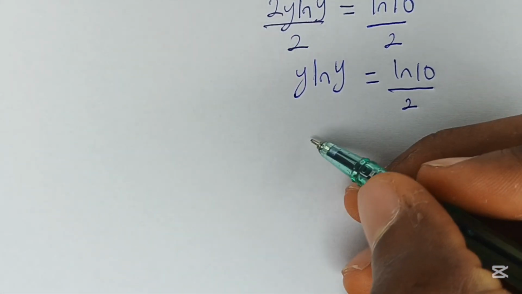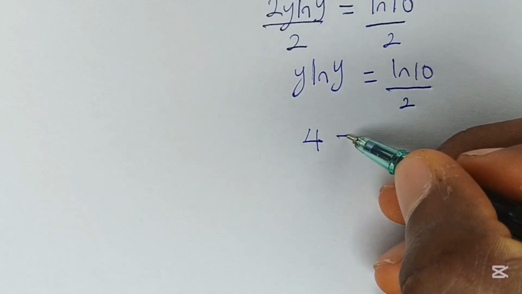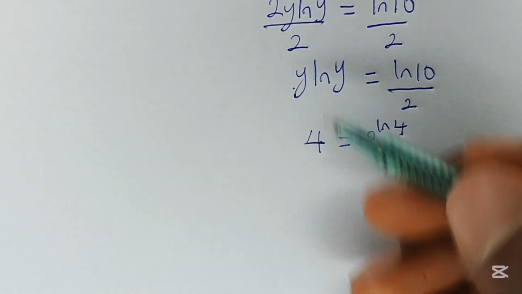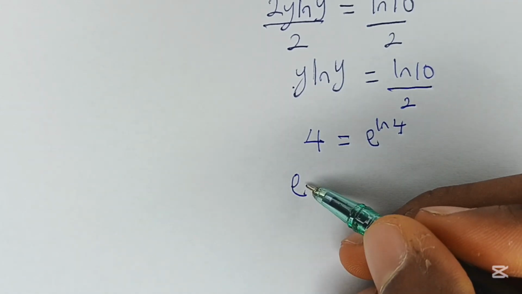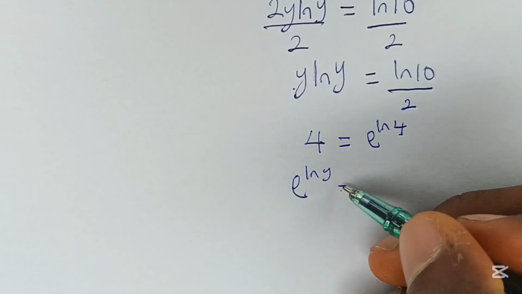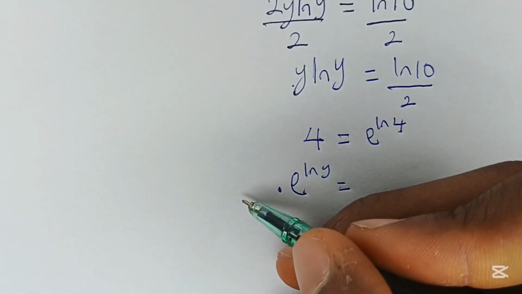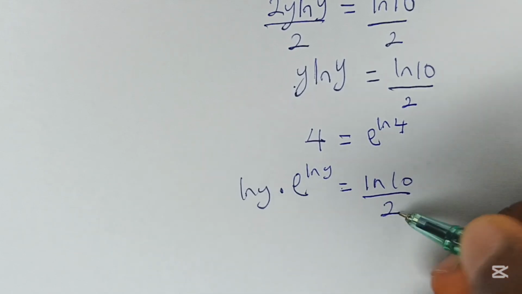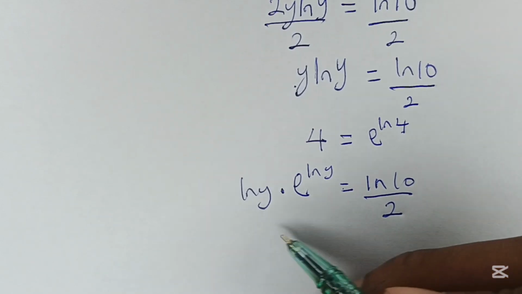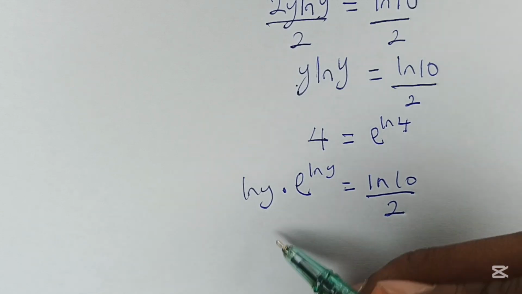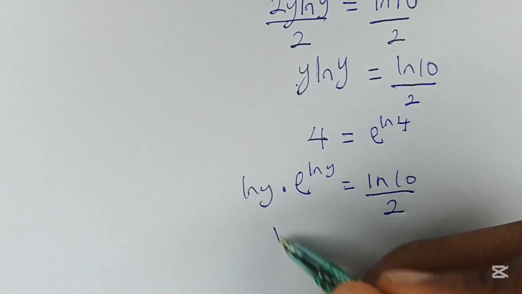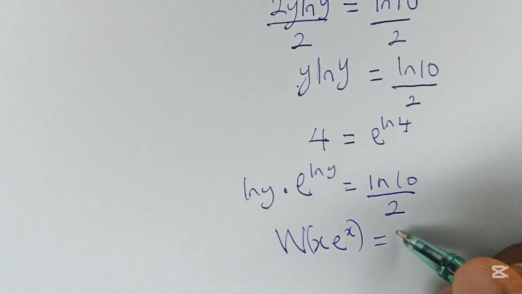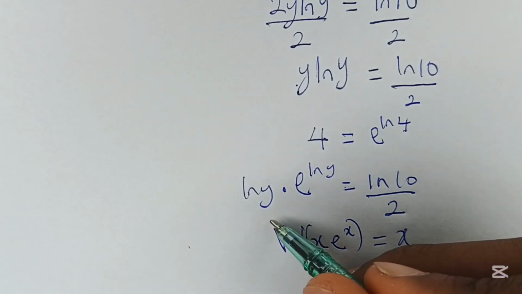Now, recall that if you have 4, it can be rewritten to be equal to e to the power of ln of 4. It means that y here can be written as e to the power of ln of y, multiplied by ln of y, to be equal to ln of 10 over 2. Now, it's at this point that we use the Lambert's W formula. So recall that Lambert's W formula says that W of x e to the power of x is equal to x. So we'll apply that law here.